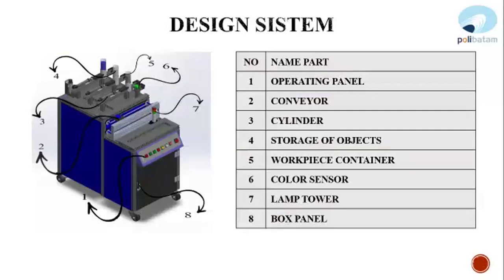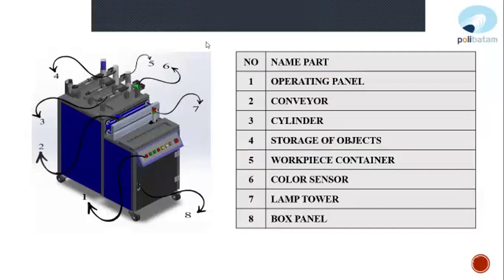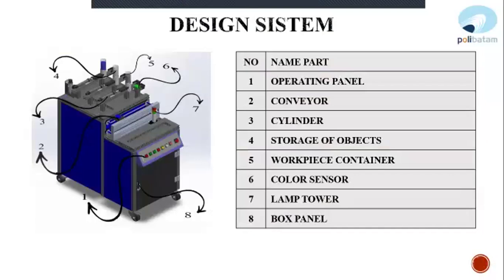Okay, here I will explain about the system design. There are 8 parts in the design of our machine system. At number 1, there is the operating panel. The operating panel is used to control and monitor the classification machine. This panel consists of a series of buttons such as the power button, mode button, start button, stop button, reset button, home button, emergency button, and buzzer light.